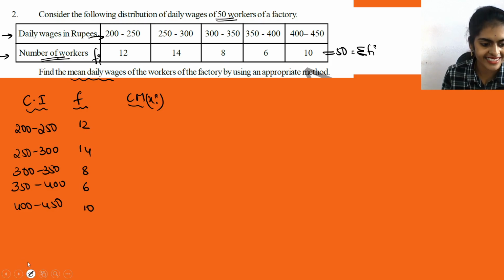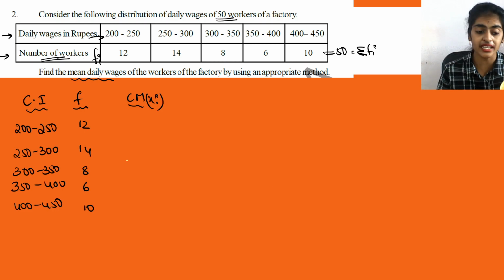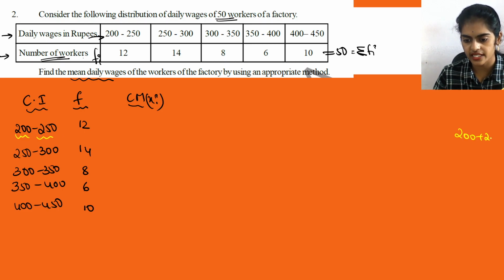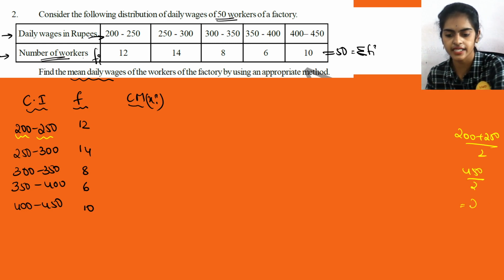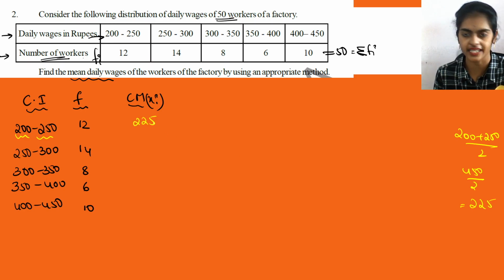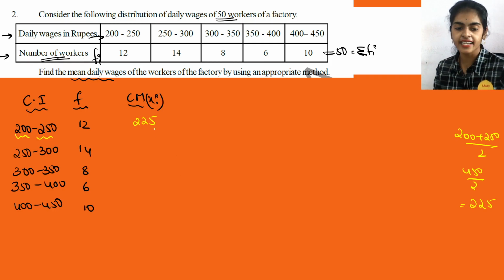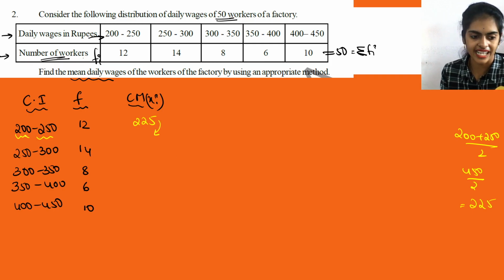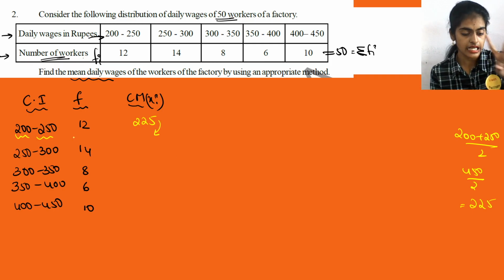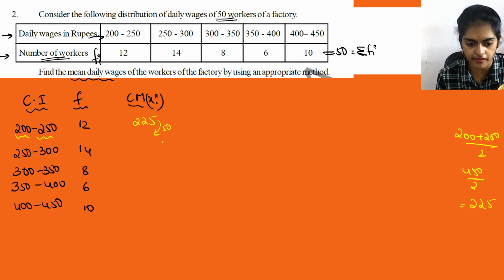Now let us find the class mark. To find the class mark, it is nothing but 200 plus 250, divided by 2. So 450 divided by 2. How much are you getting? 2 2s are 4, 2 5s are 10. So 225 we will get. Now what is the tip I gave you? You will add the class length to this. So the class length is 200 to 250, the class length is 50. So adding 50 to this, you will get the next one. So it will be 275.